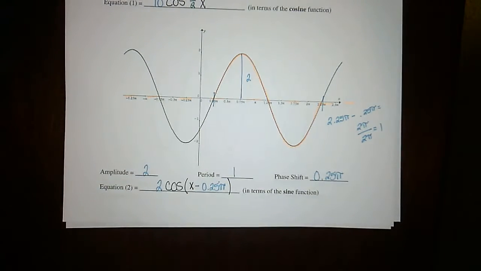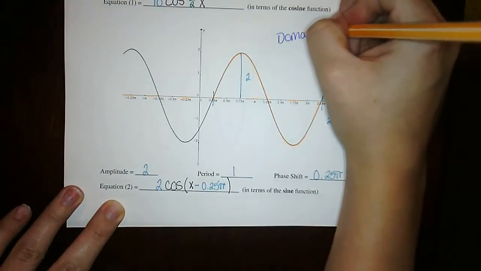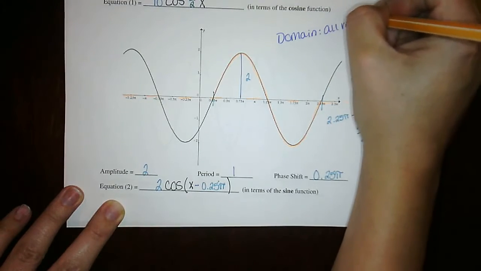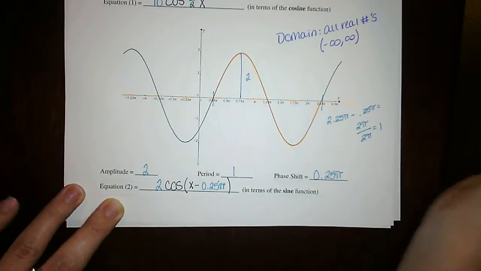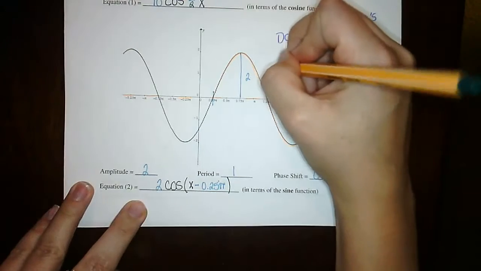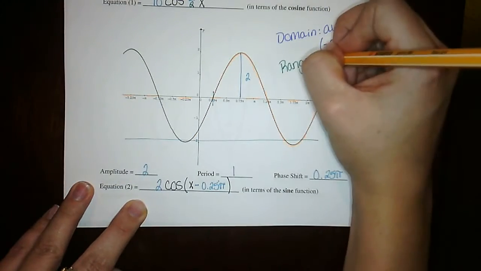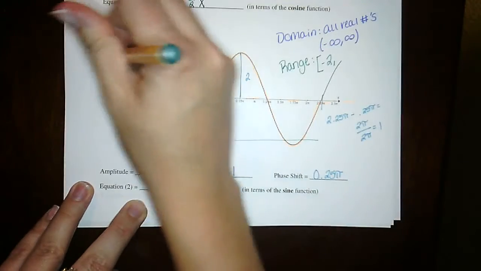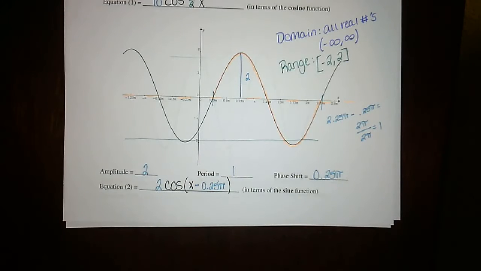When we look at this, remember it's a continuing function. So our domain is all real numbers, or negative infinity to positive infinity. Your range, again, is your y values. So what's my lowest y value? -2. And our highest y value is +2. So you can still do the same thing with these that you would do any other function.